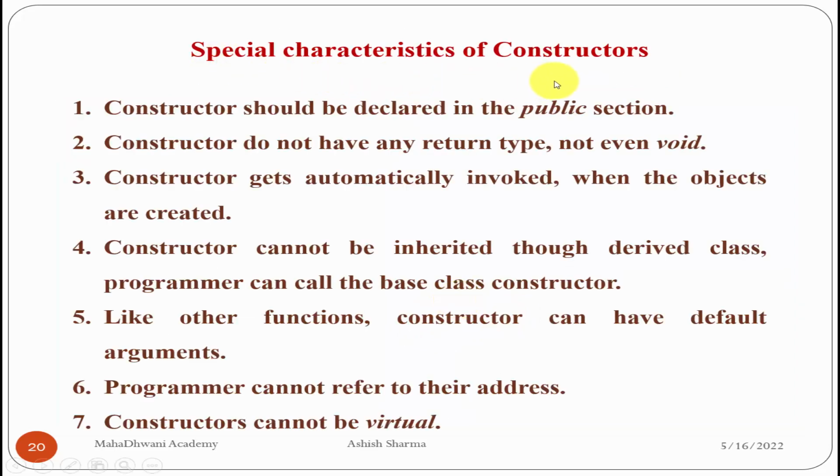Special characteristics of a constructor. Already we discussed in the last slides, constructor should be declared in the public section. The first thing is important, so you should know the constructor should be public. Second, constructor will not have any return type, not even void. So no return type for it. Now constructor gets automatically invoked when the objects are created. Constructor should be automatically called by the compiler whenever the objects are created for the class.